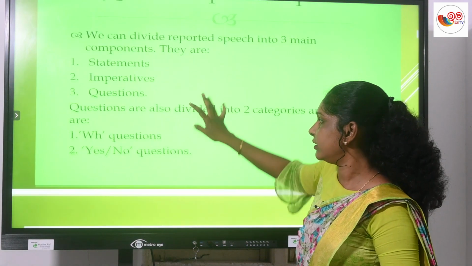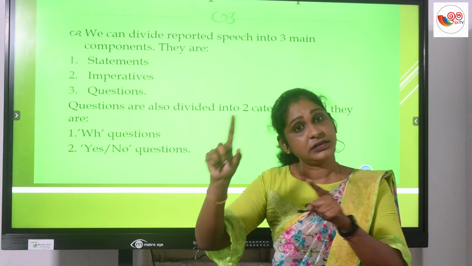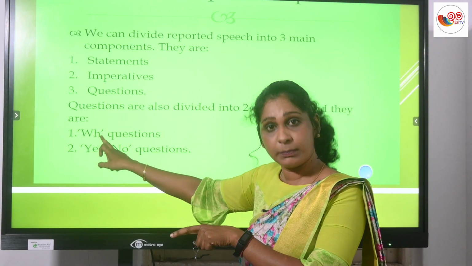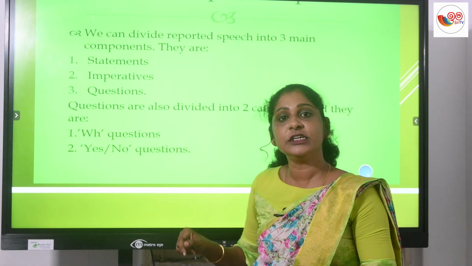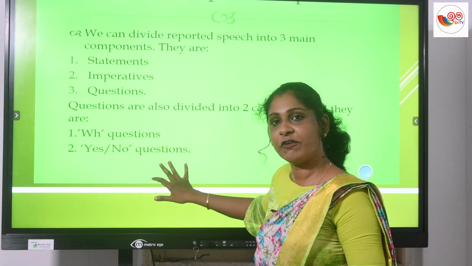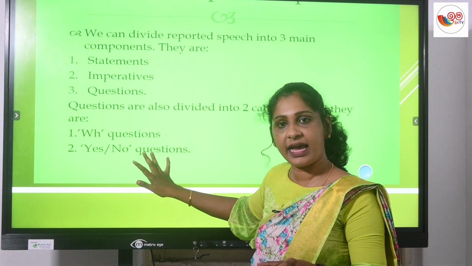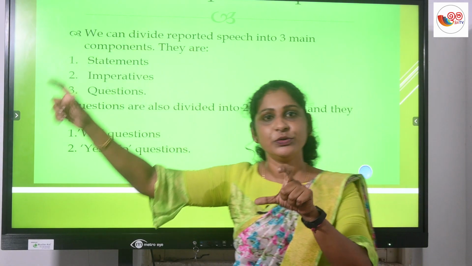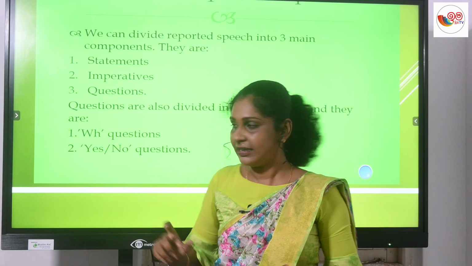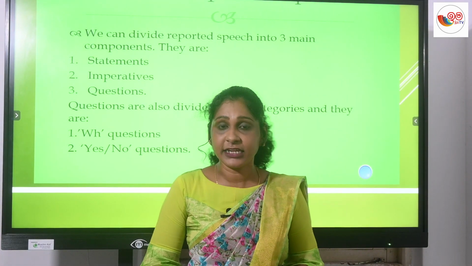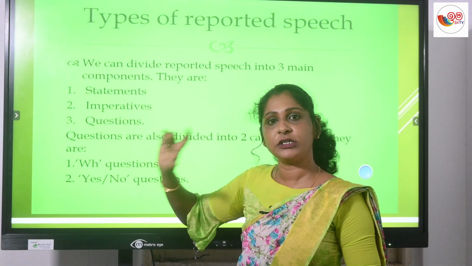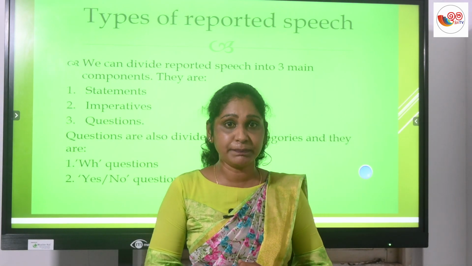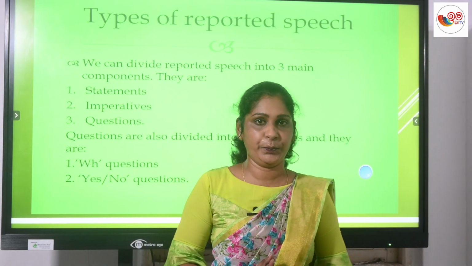So, when we do question, there are two types. One is WH question. The other one is yes or no question. So, all 5 types we have different rules. According to that we have to write direct into indirect. Clear? Okay. So, today I have planned to do this statement part only. Later we will discuss imperative and question. Today let's discuss about statement form.